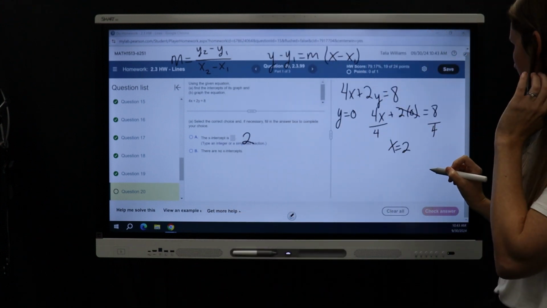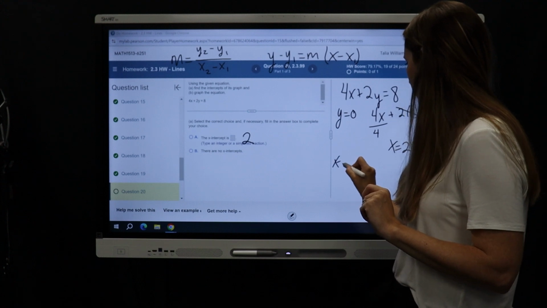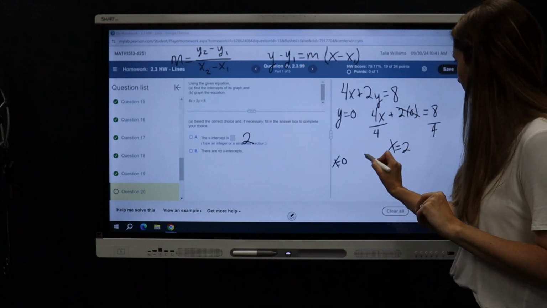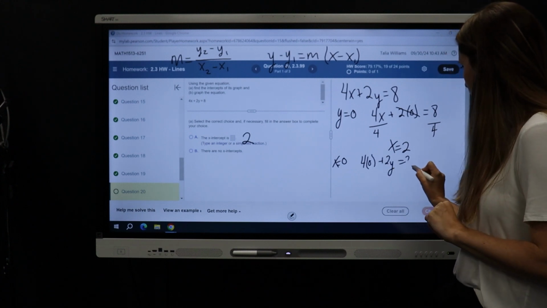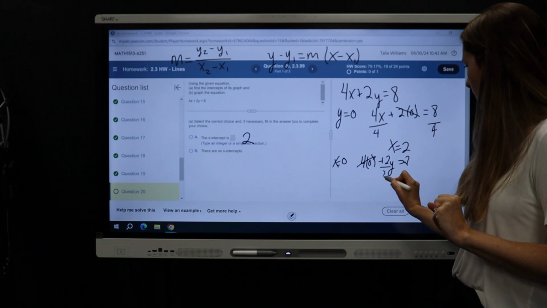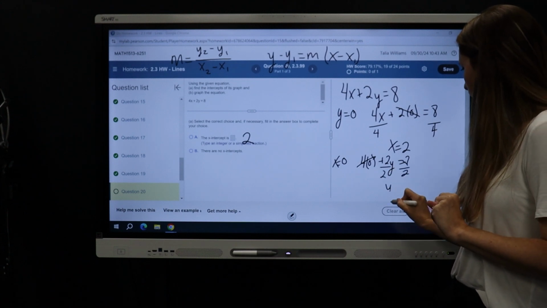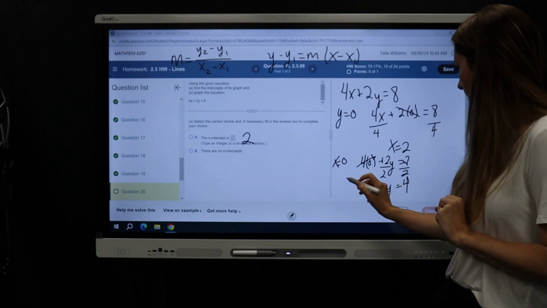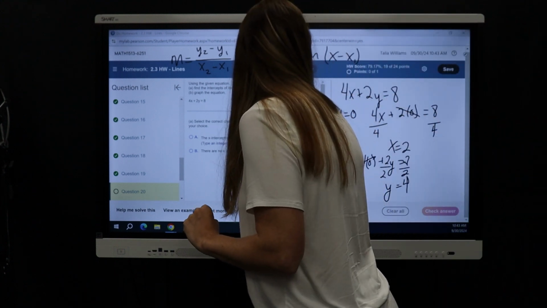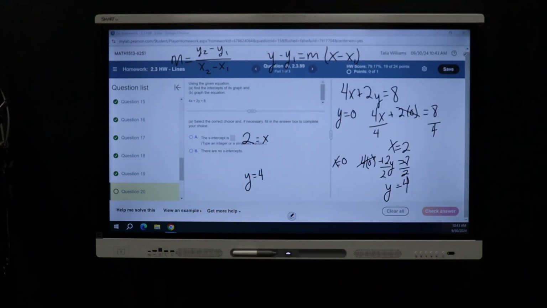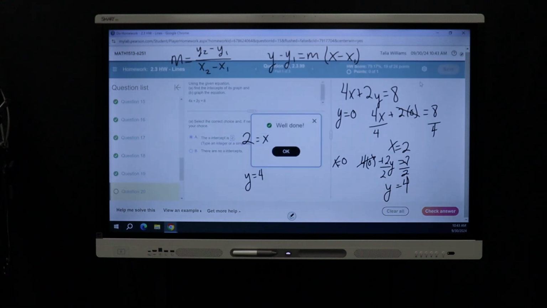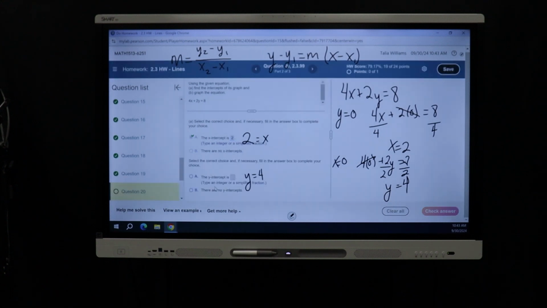Let's go ahead and do our y. So we'd have x equals 0. So we'd have 4 times 0 plus 2y equals 8. This is gone because anything times 0 is 0. Divide by 2, so y equals 4. And so we're going to have y equals 4. Since I didn't leave room there, let's go ahead and get those. When you graph this one, you're just going to graph x is 2 and y is 4.